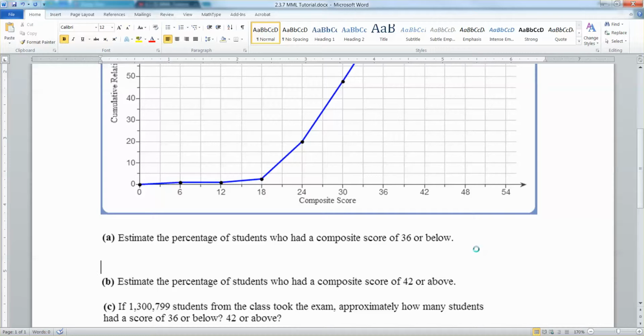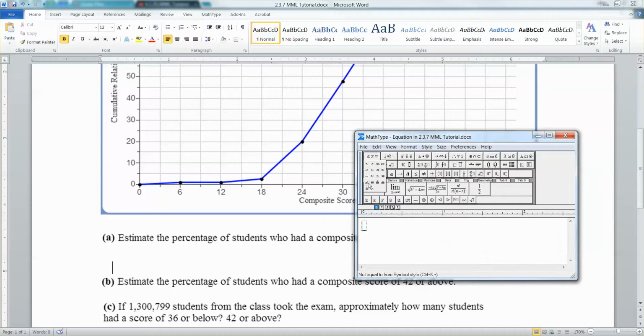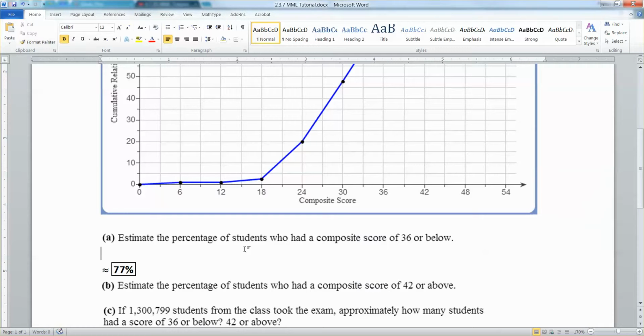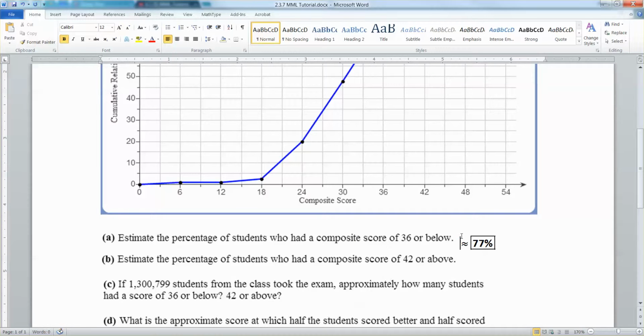So I would say about 77%, right? Because it seems like it's about the 77th percentile on the vertical axis. All right, that's the answer to that question. All right, what about the next one?